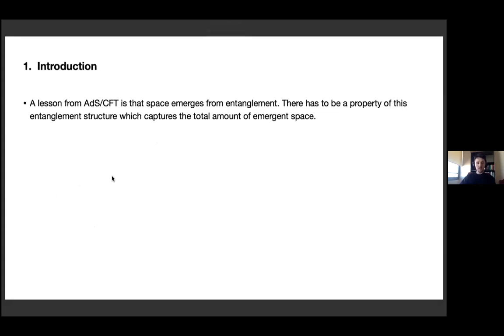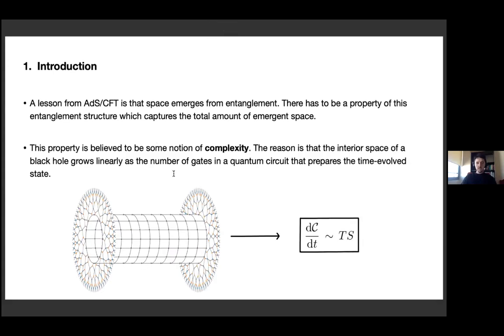Okay, so a lesson that we've learned in AdS/CFT is that space emerges from entanglement. In particular, there has to be a property of the entanglement structure of the state which captures the total amount of emergent space. So this property is believed to be some notion of complexity. The reason is that the interior space of a black hole grows linearly as the number of gates in a quantum circuit that prepares the time-evolved state.